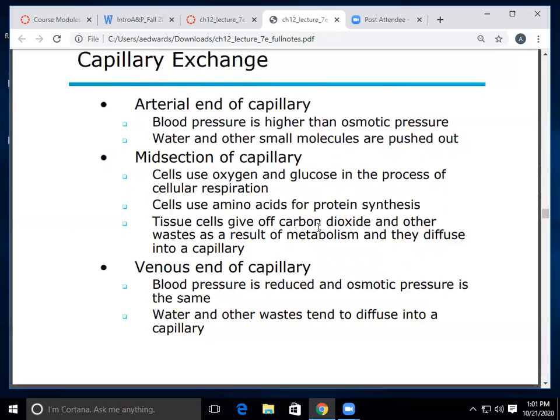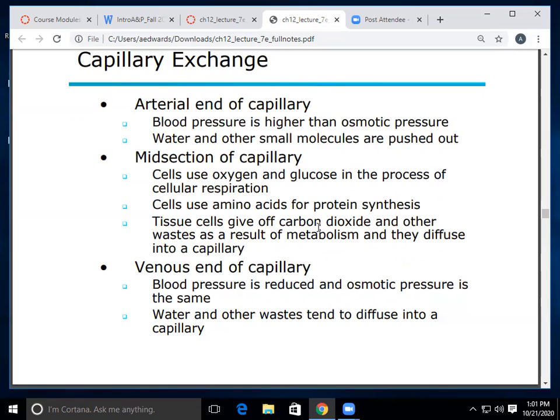Okay, we just kind of went over this. At the arterial end of the capillary, you have a higher blood pressure than osmotic pressure. Water and small molecules get pushed out. At the venous end of the capillary, lower blood pressure, same osmotic pressure. Water, waste start diffusing into the capillary there. At the midsection of the capillary, cells can use oxygen and glucose for cellular respiration. Remember, that's how we make ATP.